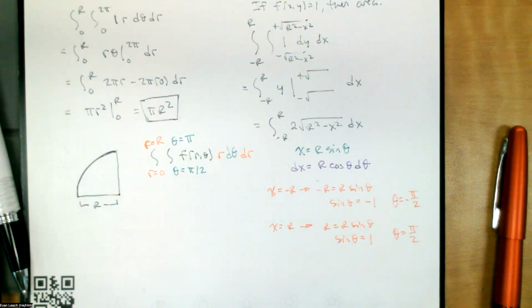Any questions? All right, that's going to do it for today. Tomorrow we'll talk about the other two types of coordinate systems. It's just this plus the z-axis and then kind of spherical coordinates, which is different.